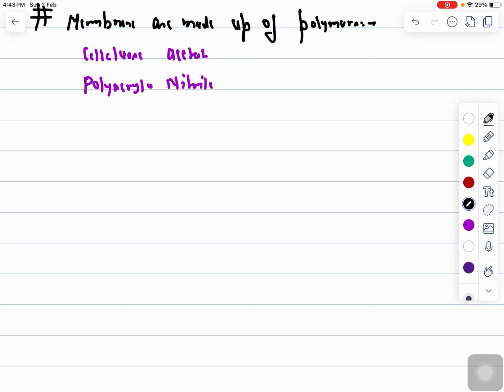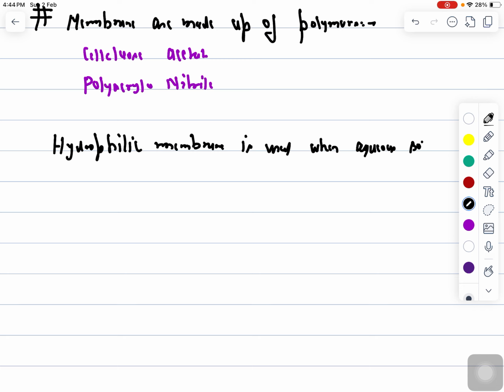Now the next thing is the hydrophilic membrane. The membrane which loves water is called a hydrophilic membrane, and a hydrophilic membrane is used when an aqueous solution is being filtered, right?